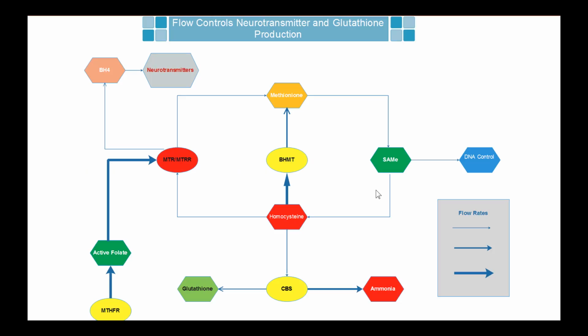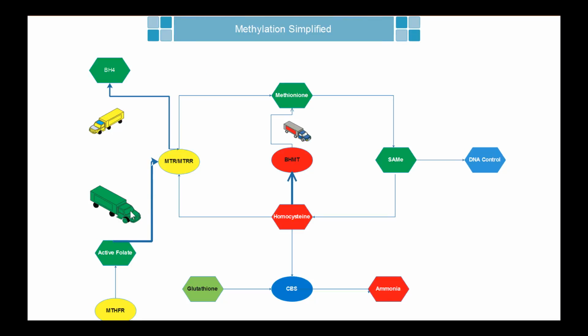So here's another diagram, and in this one, MTR, instead of being normal, is homozygous, and you can see the greatly reduced flow to the biopterin cycle, and subsequently we have fewer neurotransmitters. I've substituted trucks for these pathways to illustrate. If you have a big truck, you can haul more, a yellow truck less, and if you have the homozygous truck, you can haul the least amount. So that's just one way of thinking of this.